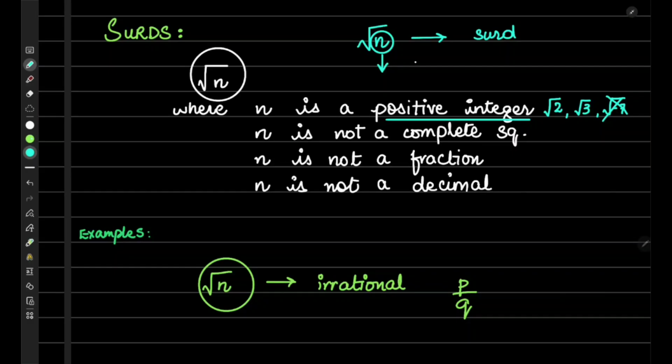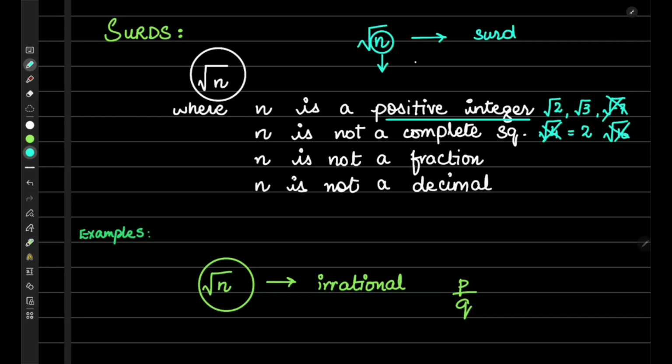Second, n should not be a complete square. Complete squares, you know, are 4, 9, 16, the numbers that we get after squaring a number with itself. If you have a complete square inside the surd or the square root, then it will solve out to give you a normal number, like 2. So it will no longer remain a surd. That is why your square root must not contain any complete square.